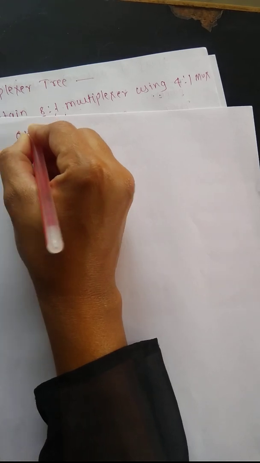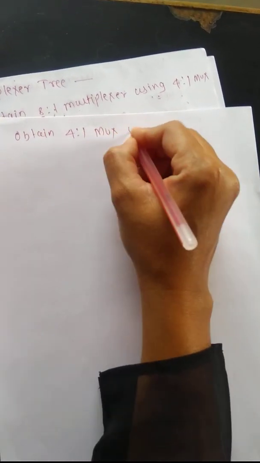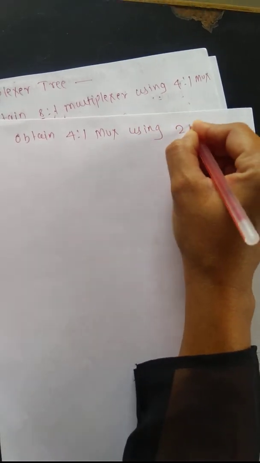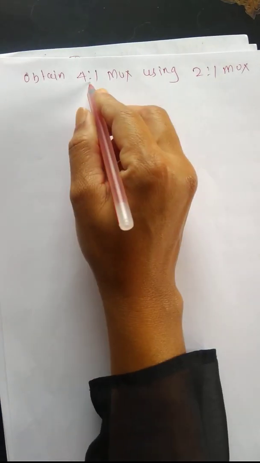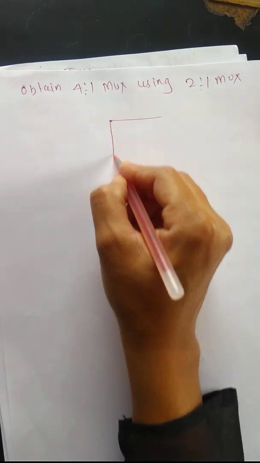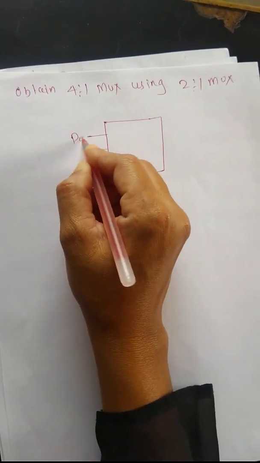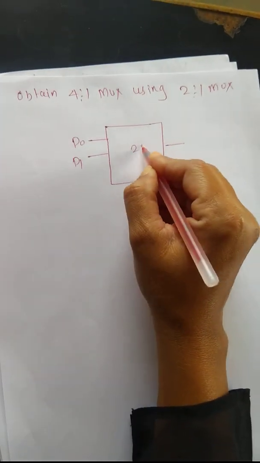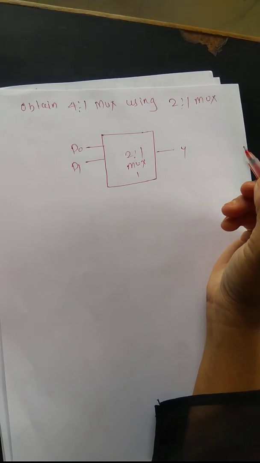Take another example. Obtain a 4:1 multiplexer using 2:1 mux. Using 2:1 mux, how many 2:1 are required to obtain 4:1? So a 2:1 has two input lines, that is D0 and D1, and this is mux 1. This is the Y output.